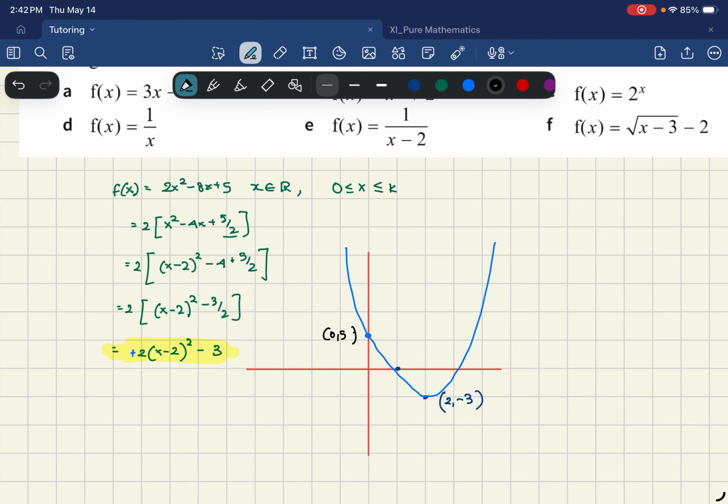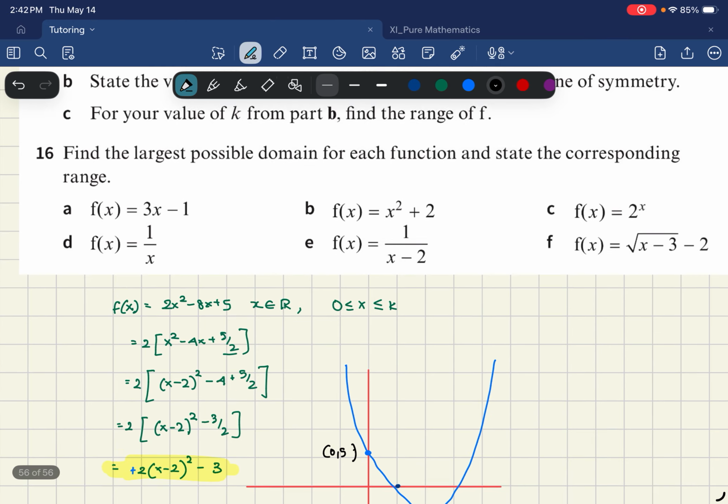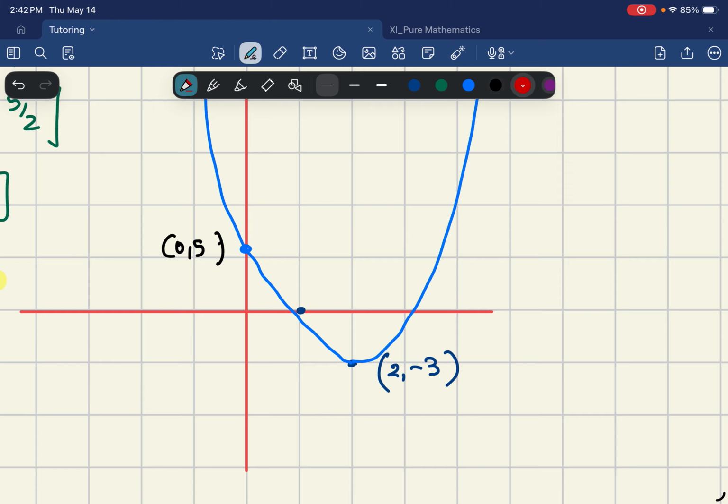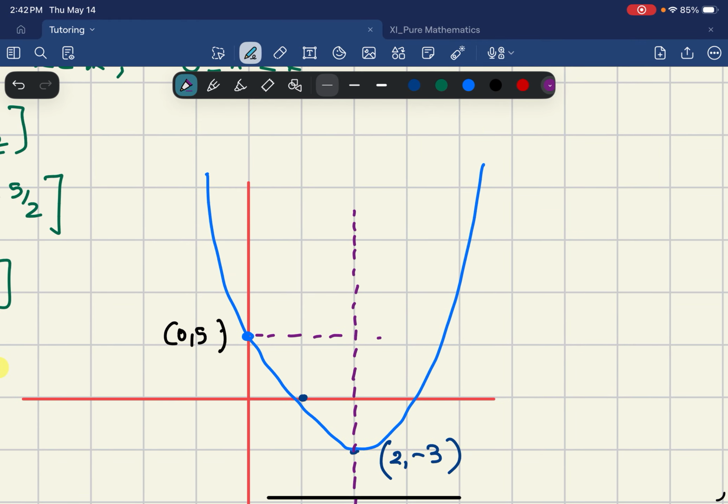So now it says I need to restrict y is equal to f of x so that it has a line of symmetry. Well, the line of symmetry has to pass through the vertex, right? That is the point where your graph can be symmetric. So if you flip this part, starting from 0 going to the vertex, you're going to flip it over this vertical line. This is the line of symmetry, right? So if you flip it, you're going to get something like this. So you just want to find out what point this is.